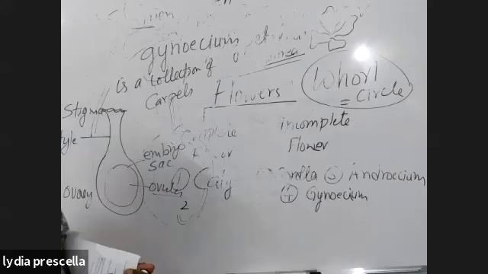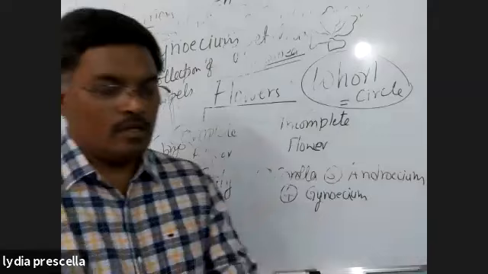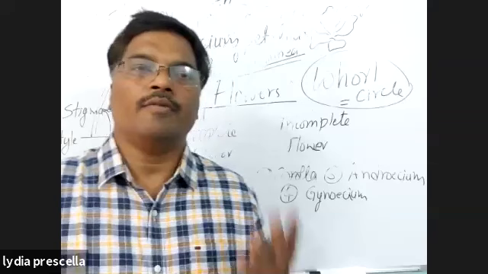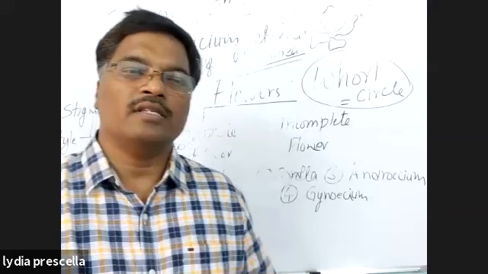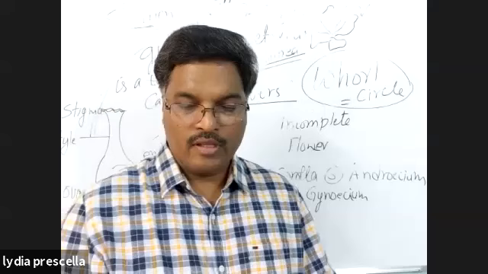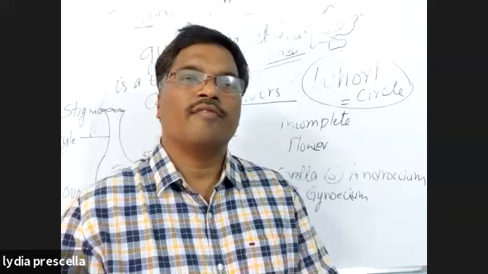Now we'll start from here. So this is the structure of flower. Flower is made up of four parts. They are called four whorls. First is calyx. Number two is corolla. Number three is androecium. Number four is gynoecium. Gynoecium is also called as pistil. So this is the structure of flower we have learnt.